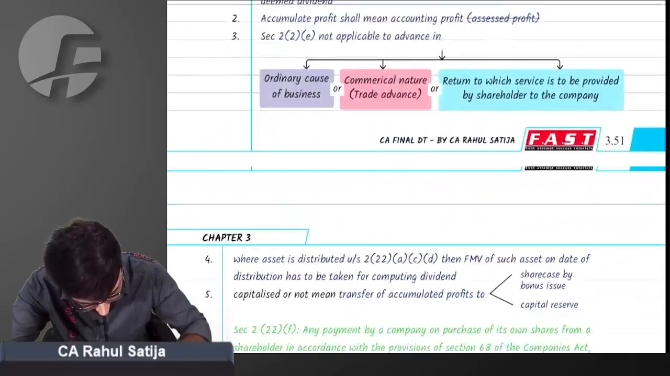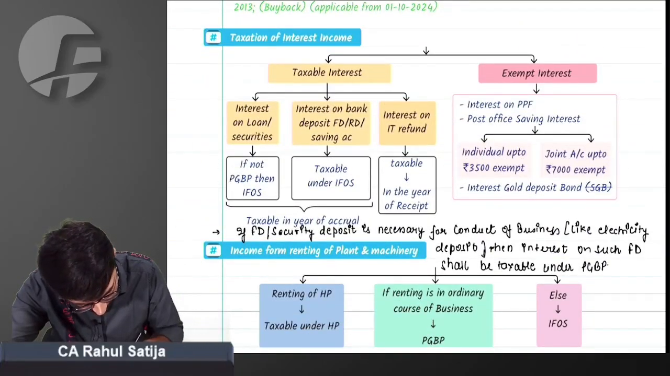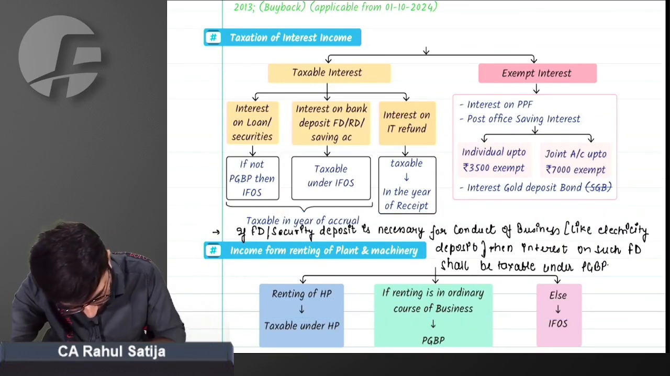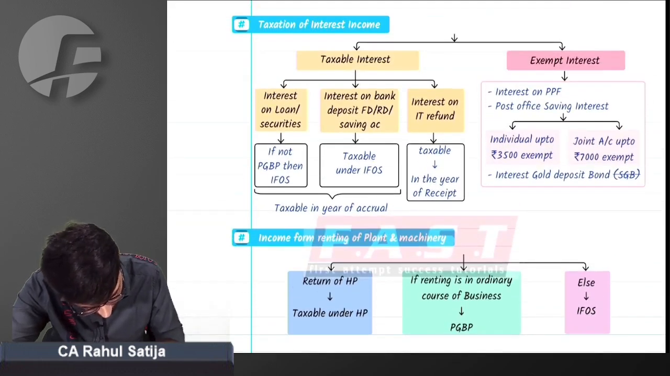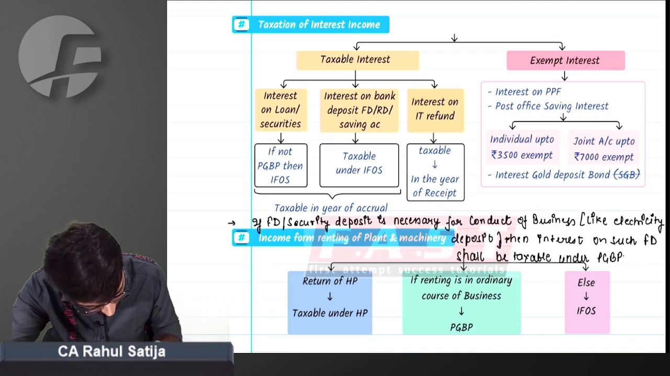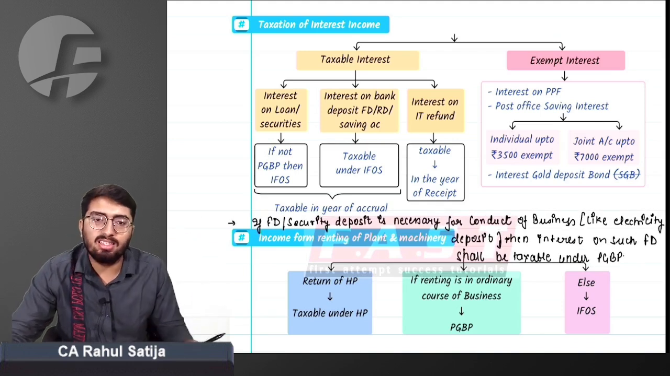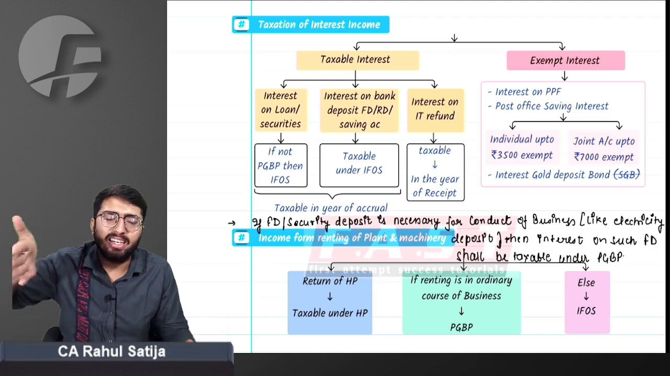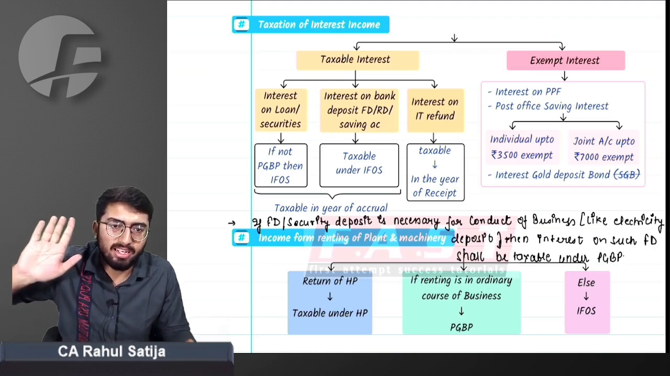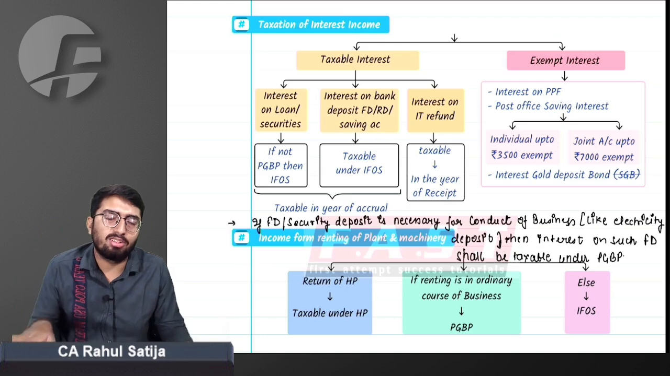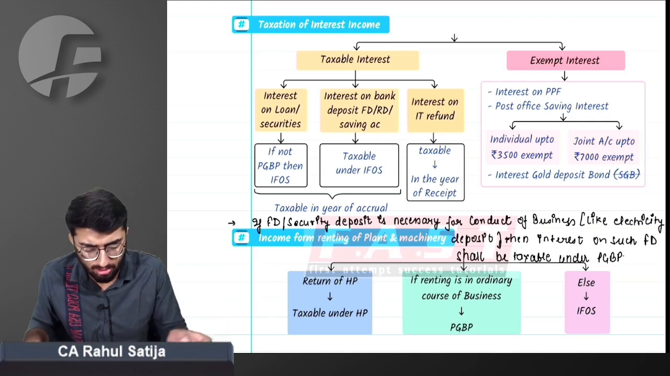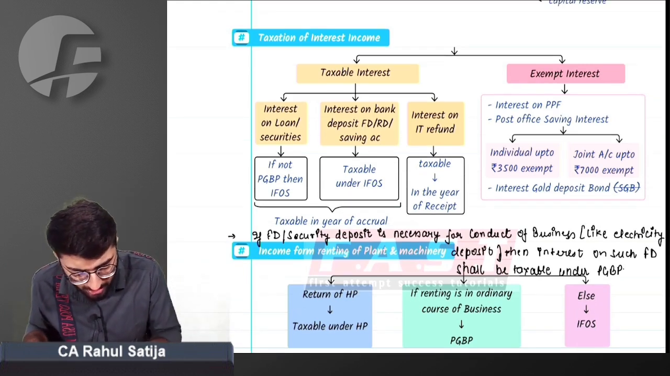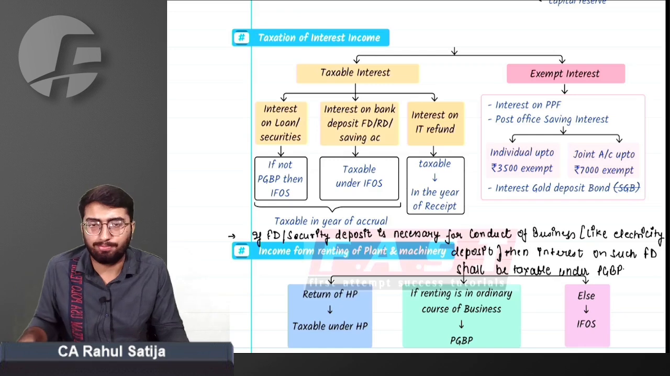I want all of you to write this line. If FD, security deposit, is necessary for the conduct of the business, like electricity deposit, then interest on such FD or security deposit will be taxable under the head PGPP and not under the head IFOS. Did you get this point or not? This was all about taxation of interest income.